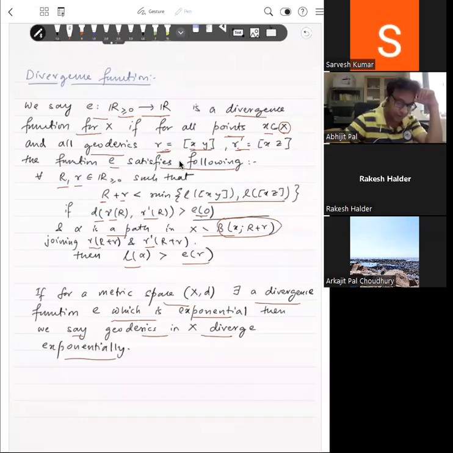That is also a divergence function. So obviously that will be a divergence function. But I want, in a hyperbolic metric space, a divergence function which is exponential in terms of r, right? So that part we have shown.